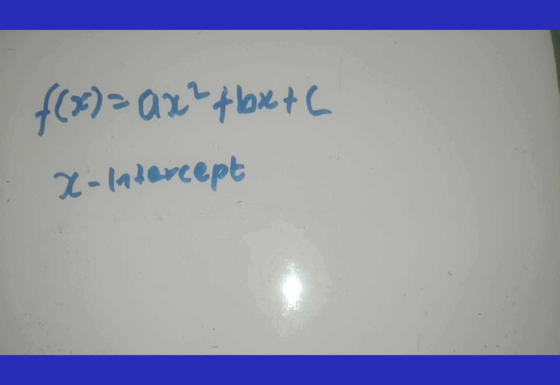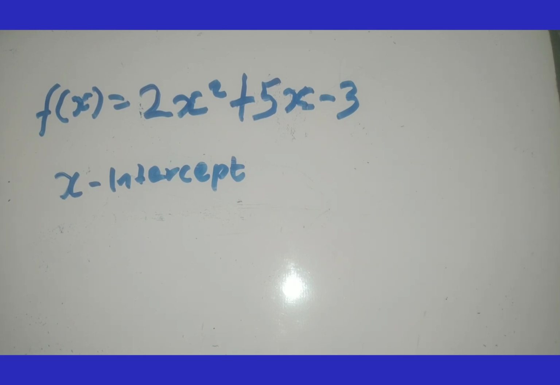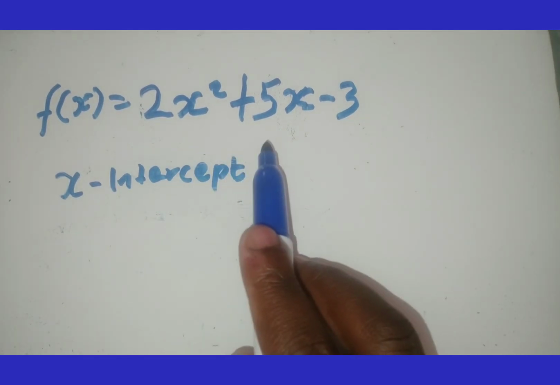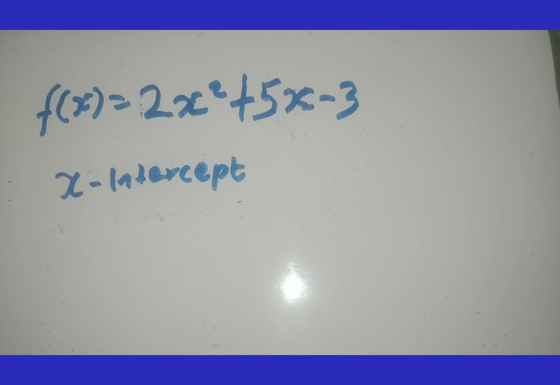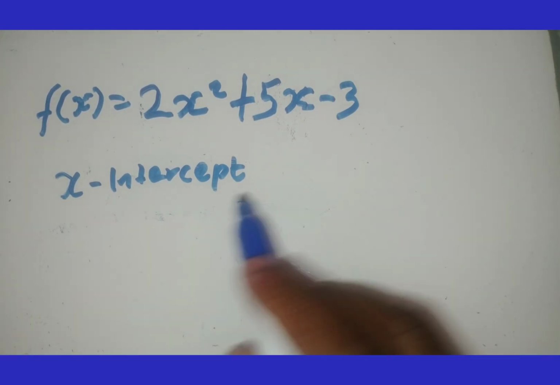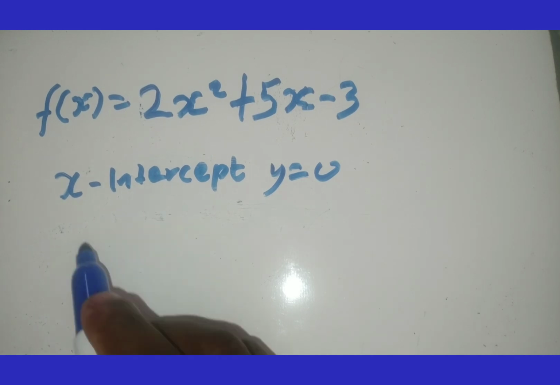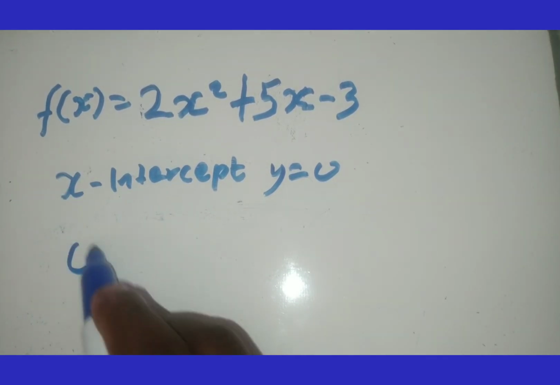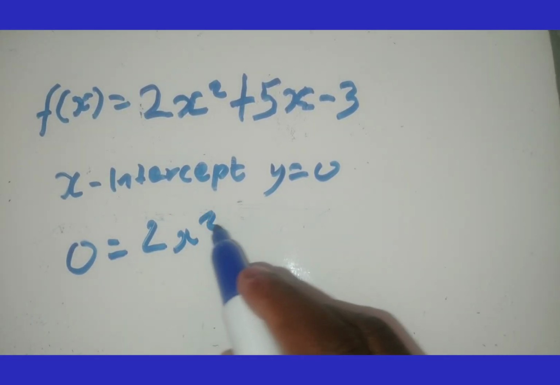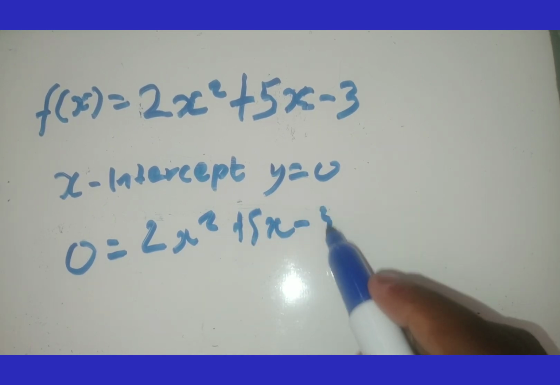First of all, we need the x-intercept. Let me give you an example of a graph. Let's say you're given the graph f of x equals 2x squared plus 5x minus 3. Now let's get our x-intercept. Always say for the x-intercept, y equals 0. We should literally write this down. This is the same as y, so we're going to make it 0. Then this is going to be 2x squared plus 5x minus 3.